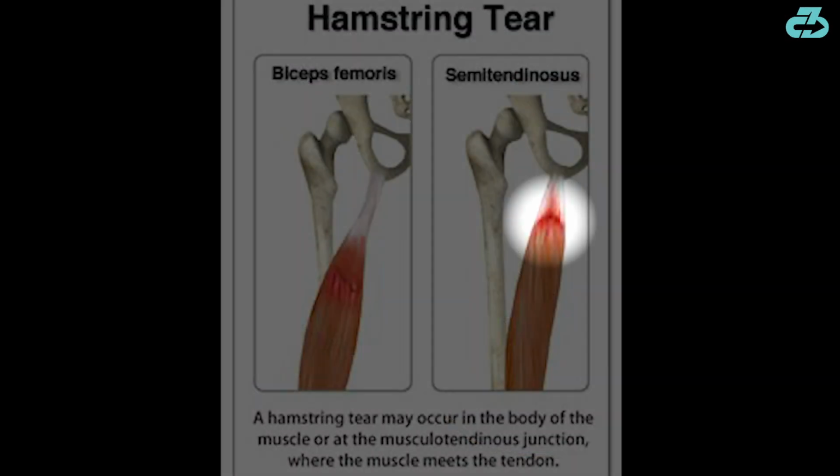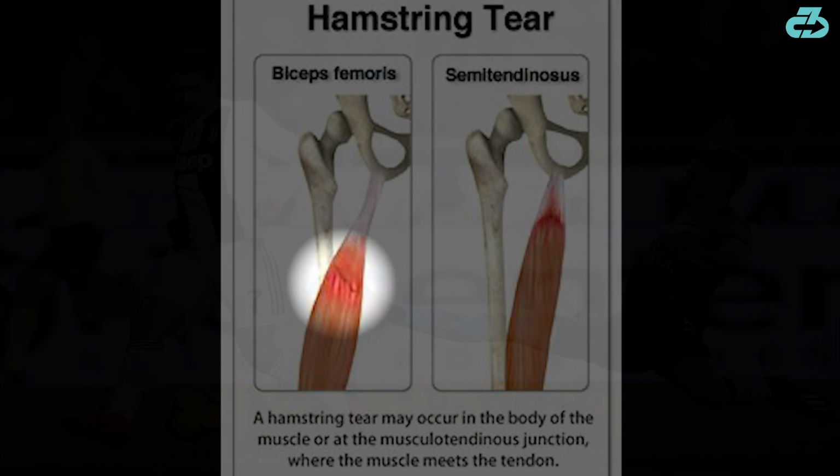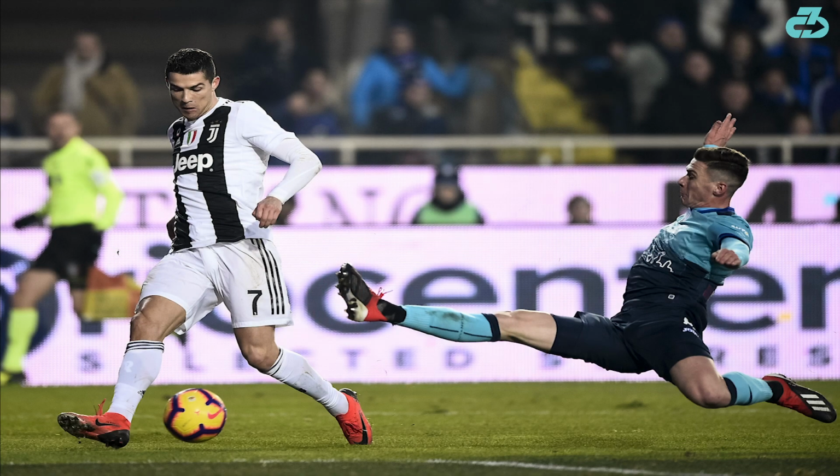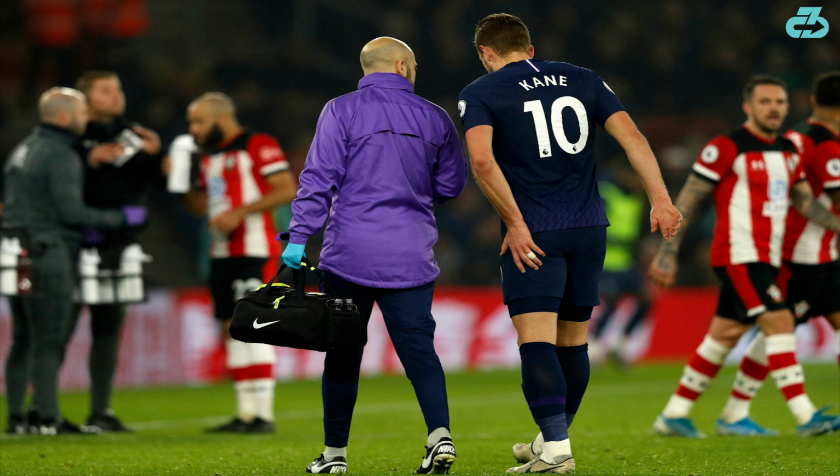Firstly, tears occurring at either end of the hamstrings are considered more serious than tears occurring in the belly of the muscle. And secondly, tears occurring due to overstretch are considered more serious as well. In Kane's case, we'll likely never know the specific location of the tear, but the mechanism does line up with a stretch injury, which could indicate a longer recovery timeline.